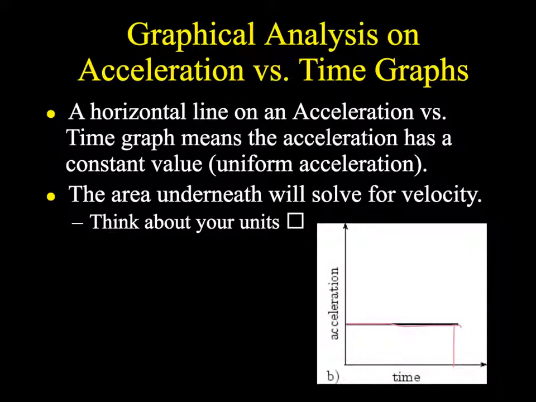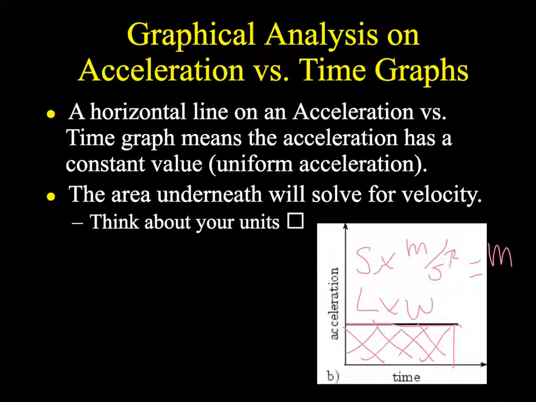If you do take the area underneath this curve, we know area is length times width for a rectangle. Acceleration is going to be in meters per second squared. And when you multiply that by the length, which is time, the seconds cancel out to a certain extent, and you're left with meters per second. So by finding the area underneath your curve for acceleration versus time, you actually are finding velocity. Yet another little surprise from graphical analysis.